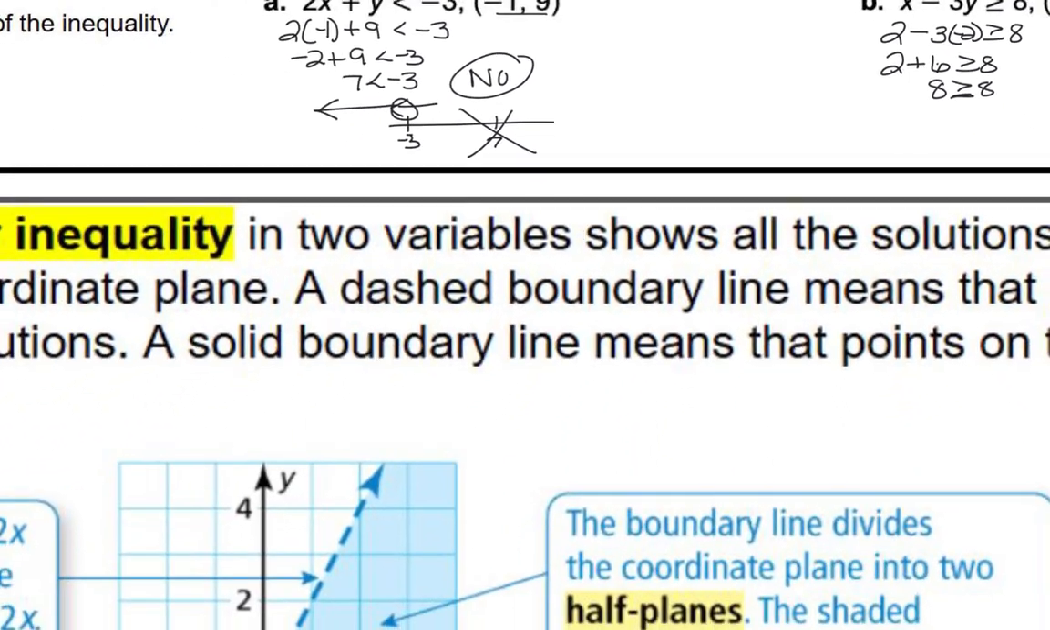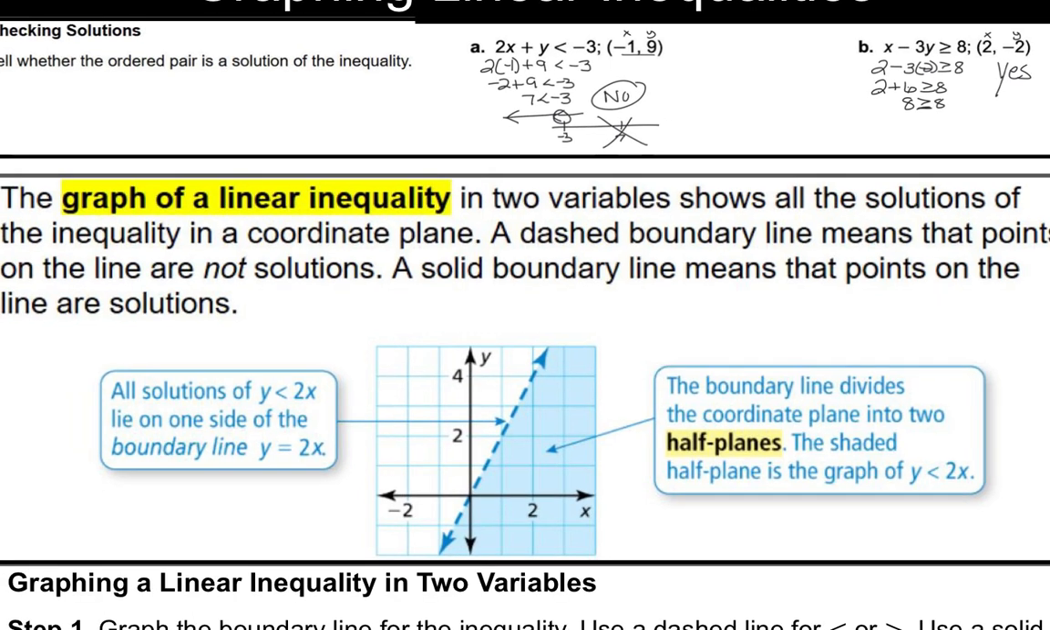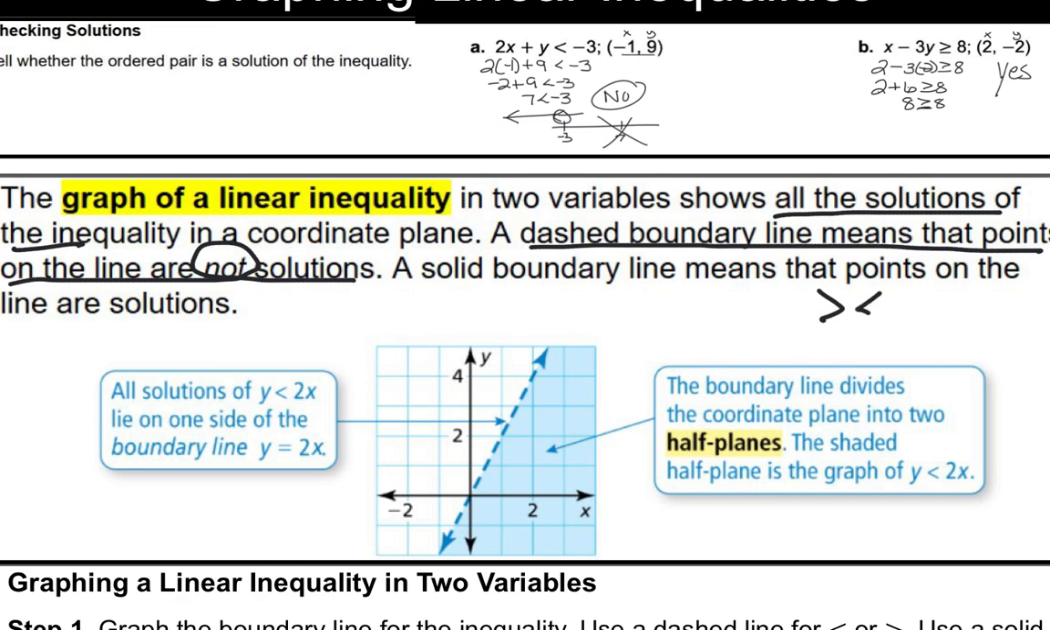All right, so let's look at what the graph would look like. The graph of a linear inequality in 2 variables shows all the solutions of the inequality on the coordinate plane. Remember that a dashed boundary line means that the points on the line are not solutions. Remember, if it's greater than or less than, it's an open circle.